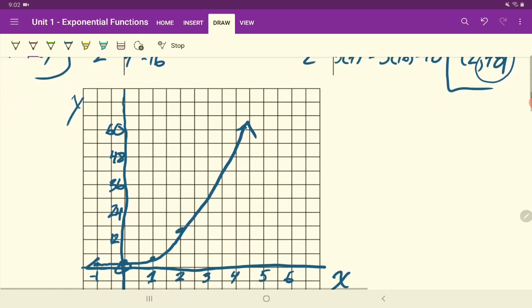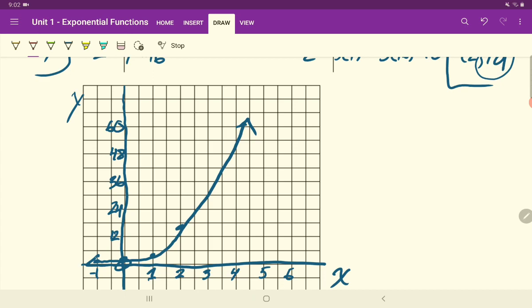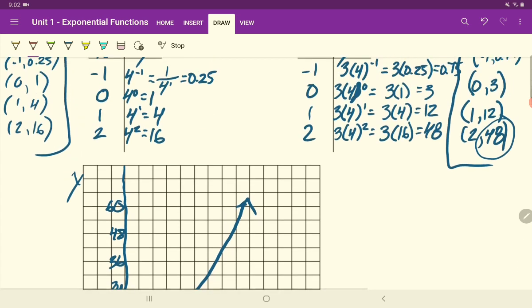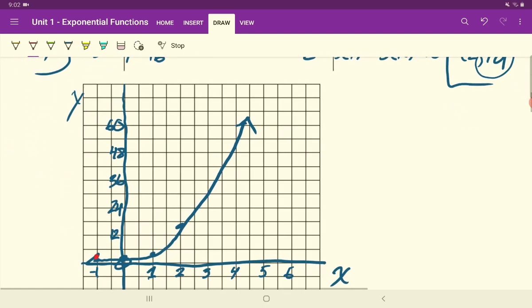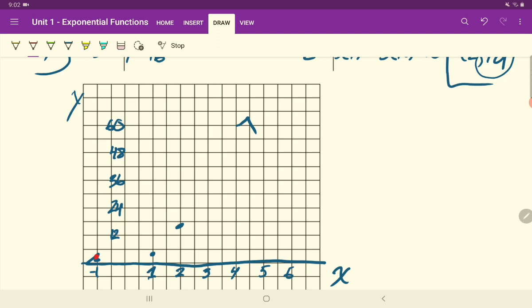Now I'll switch pen colors here, and let's try our other graph. We have -1 and 0.75, so just slightly higher, okay? Slightly higher. And we've got 0, 3, so 0, oops.